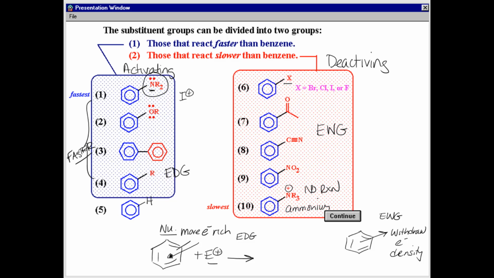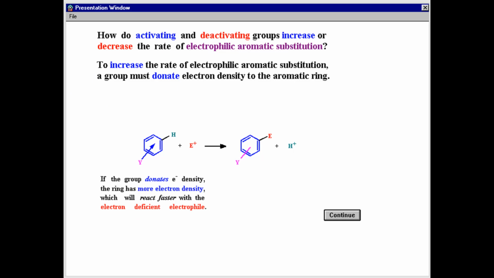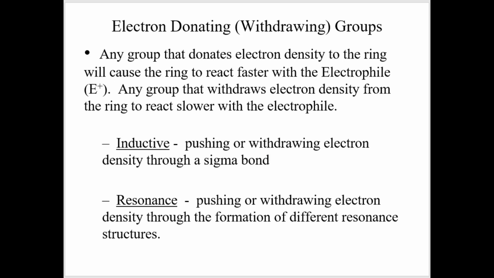And now, unfortunately, it's not good enough to say that happens. No, we need to talk about why. And so, as I said earlier, if we push electron density into the ring, the reaction's going to go faster. And if we pull electron density out of the ring with an electron withdrawing group, the reaction's going to go slower. So now let's get into the nitty-gritty details, because that's where the fun is.